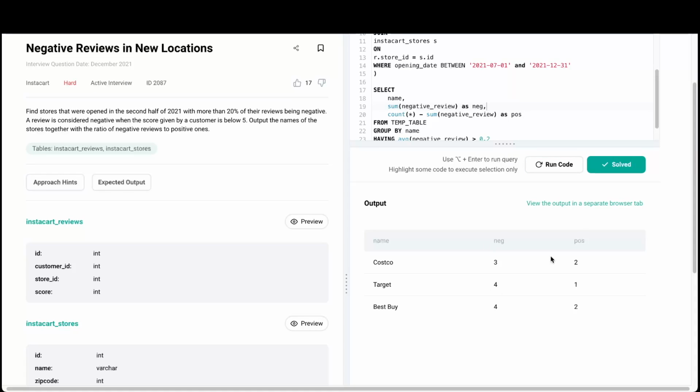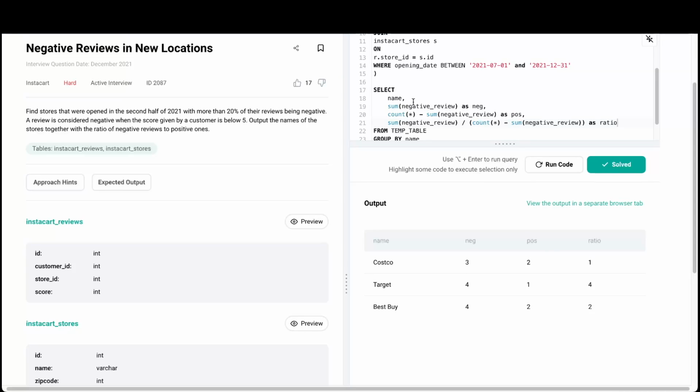So these are all the negative reviews and these are all the positive reviews, and we need a ratio of that, which is basically division of both. So let's copy this one and we're dividing it by the count, dividing it by the positive. Let's call this ratio. All right, so we have the ratio, except 3 divided by 2 is now 1.